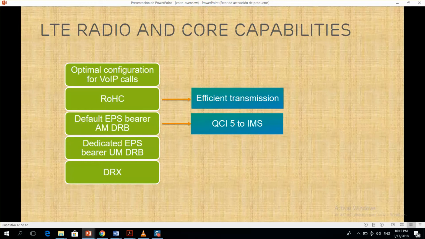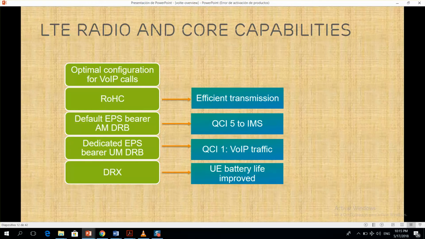You have your QCI 5, which will be the default EPS bearer. You have your QCI 1, which will take the real payload, that's the VoIP traffic. And you have DRX, which will improve the battery life of your phone.